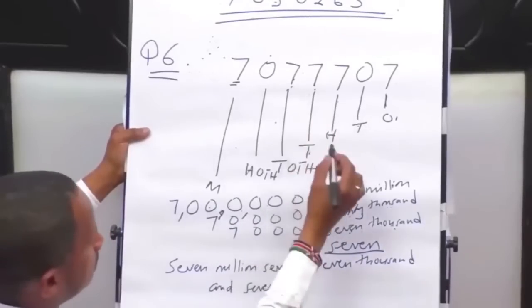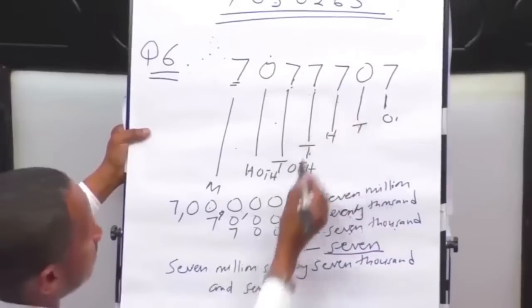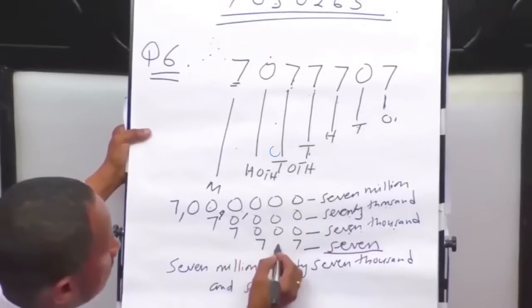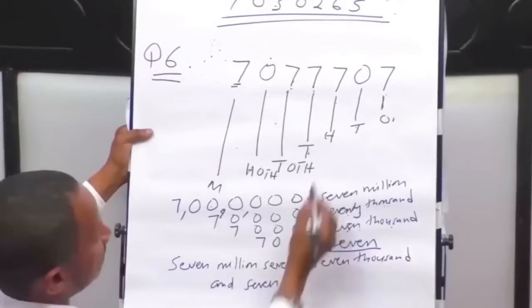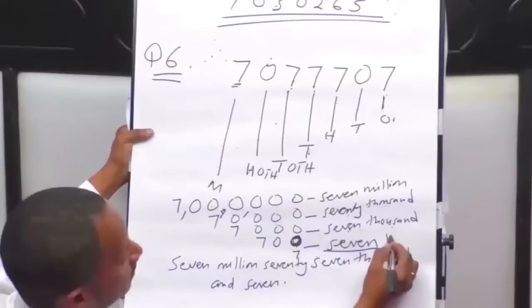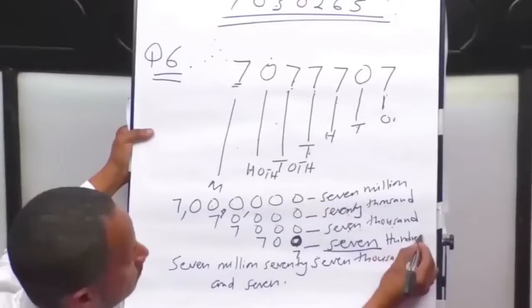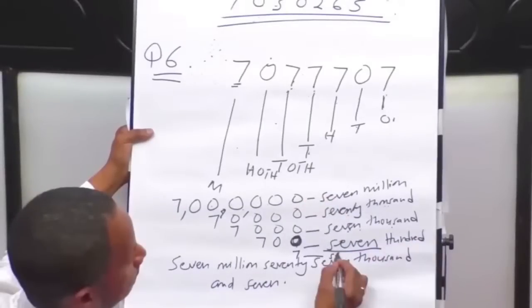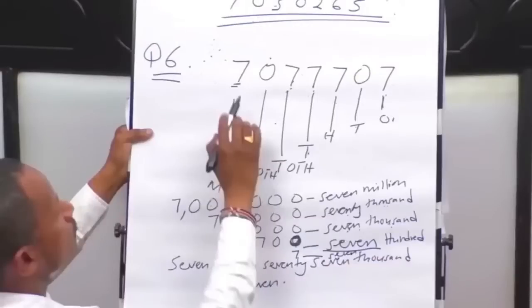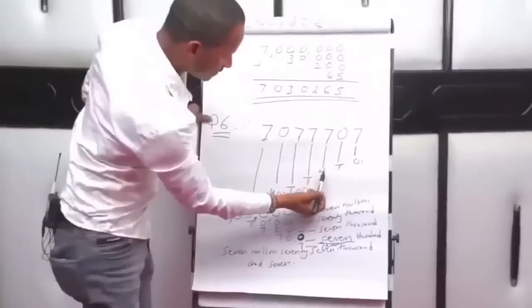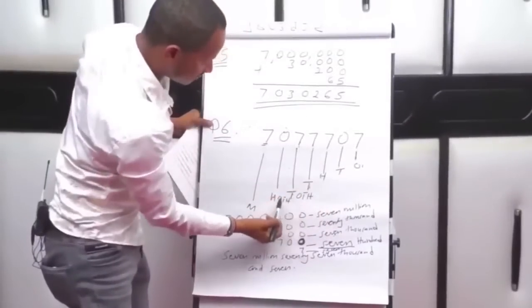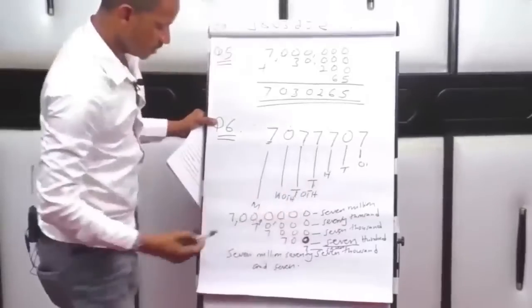Sorry, class, sorry. We have hundreds, which is 700. Then we have 7. So 700, then 7. Just let's start it, class. Ones, tens, hundreds, thousands, tens of thousands, hundreds of thousands, then a million.